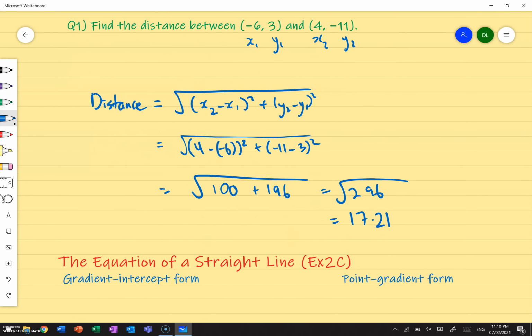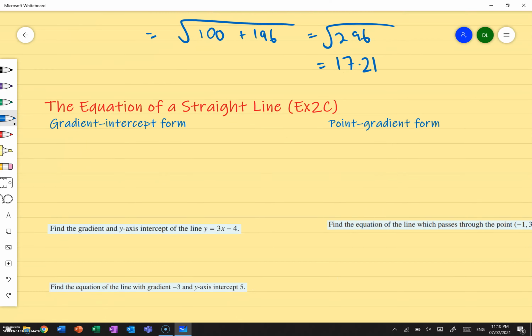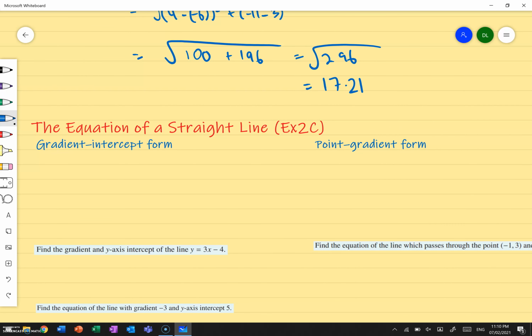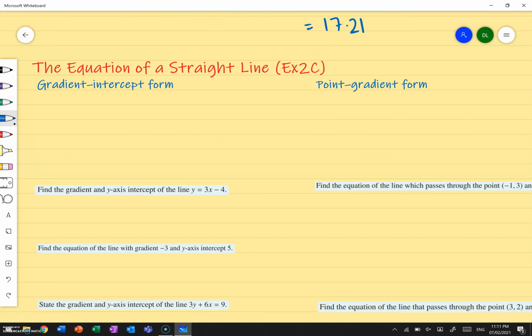Let's continue and look at exercise 2C, which is our equation of a straight line. If you're not finished copying the question down or the answer down from last question, feel free to watch this video again. So we looked at this last year actually with the different forms of a straight line. So we've got gradient intercept form, and then we've got point gradient form. I'm actually going to go through gradient intercept form.